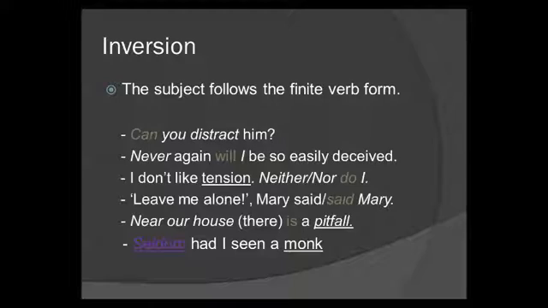The subject follows the finite verb form. This is called inversion. Inversion occurs when it is a question, like, can you distract him? Or when a sentence begins with a negative or near negative word. Never again will I be so easily deceived. Inversion also occurs in the following cases: after using neither, nor, or so, after direct quotation, or after adverbials of place.